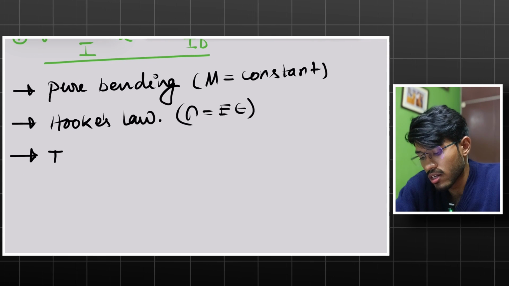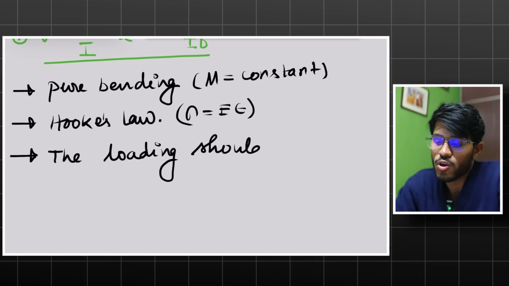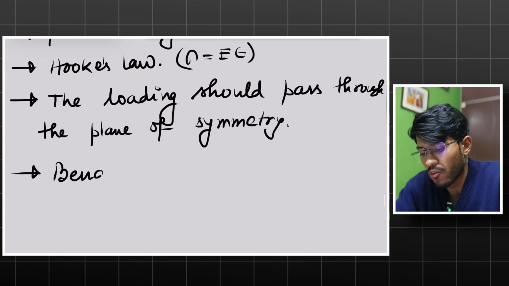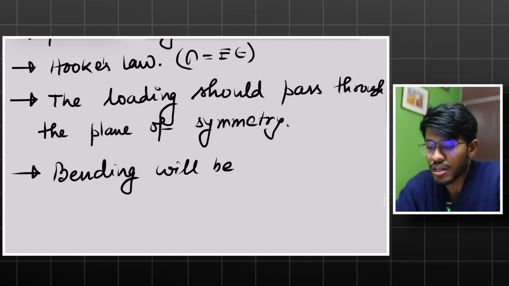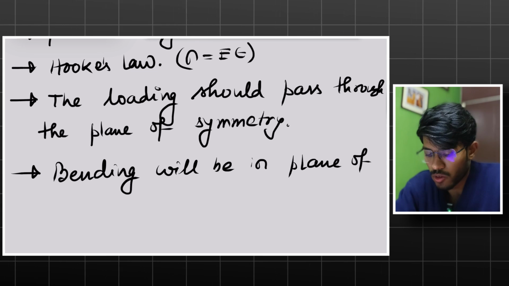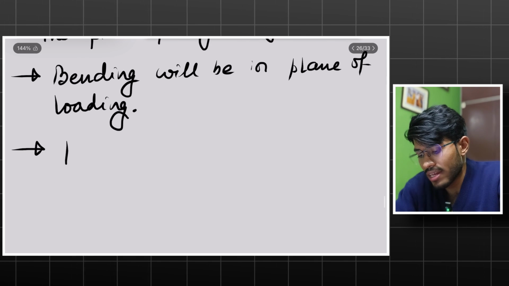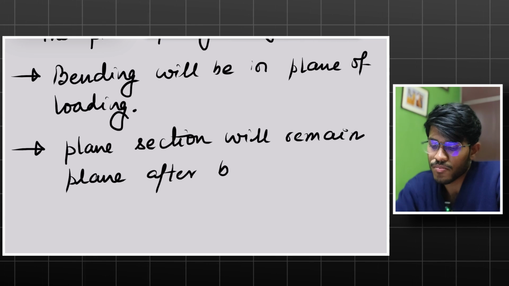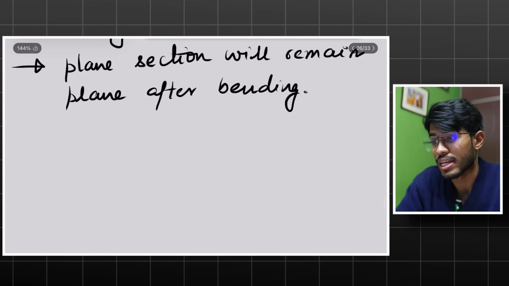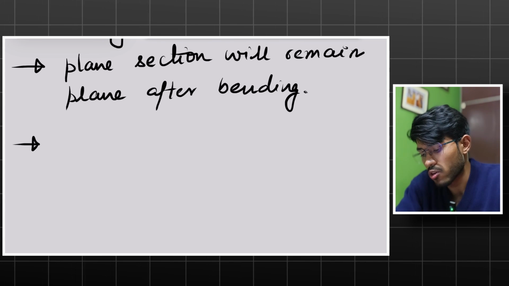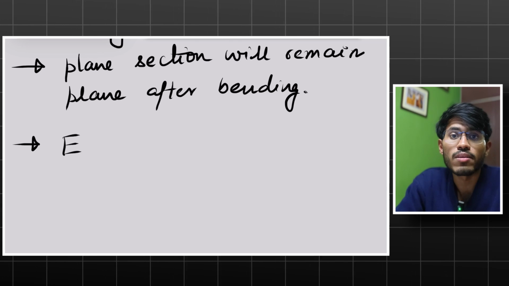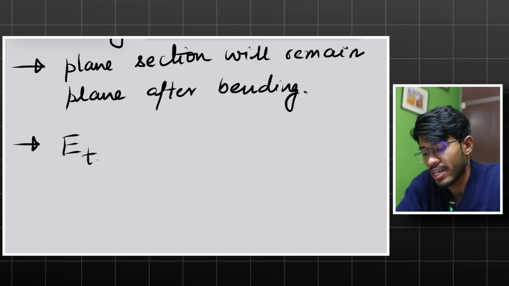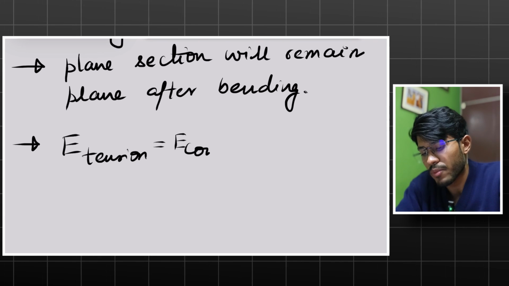Then the loading should pass through the plane of symmetry, and the bending will be in the plane of loading. Okay, and plane sections will remain plane after bending. Clear? Plane sections will remain plane after bending. And then Hooke's law is valid. I have already told this. And your Young's modulus during compression is equal to your Young's modulus during tension. So E tension is equal to E compression.